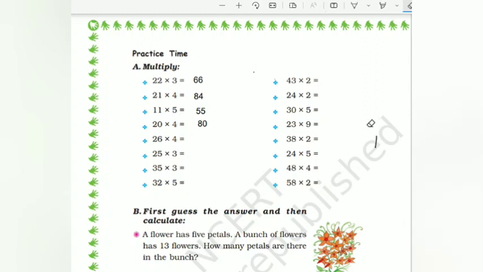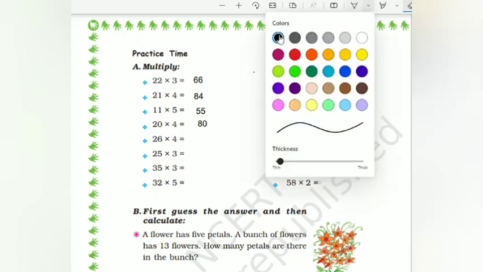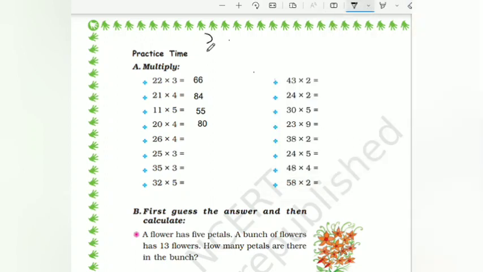Next, what is it? 26 times 4. How to do that? 26 is there, multiplied by 4. What is 4 times 6? 4 times 6 is 24. Balance 2. 4 times 2, 8, plus 2, 10.